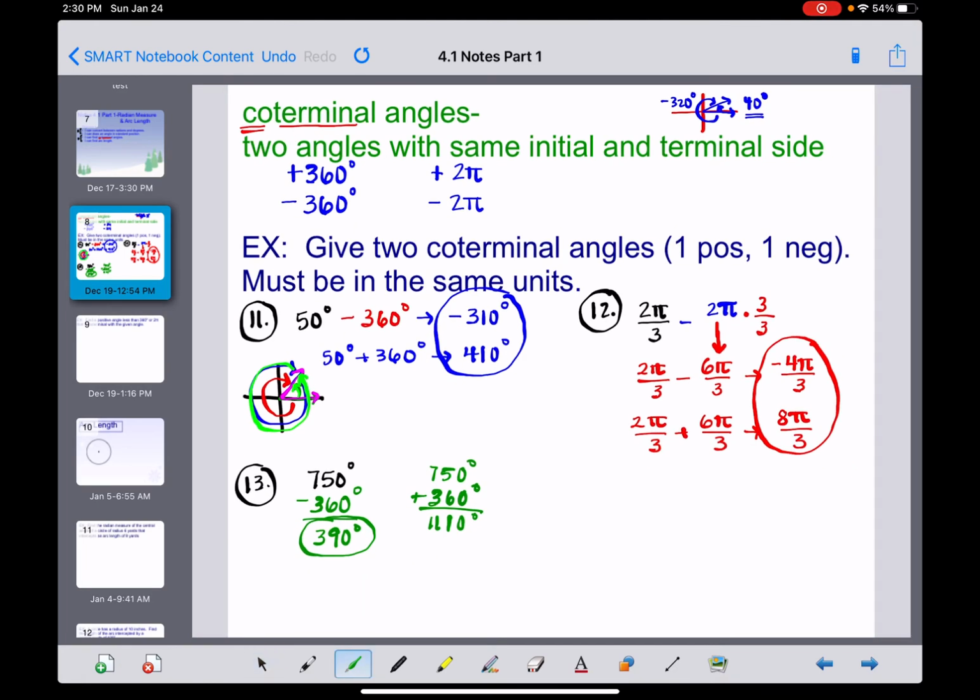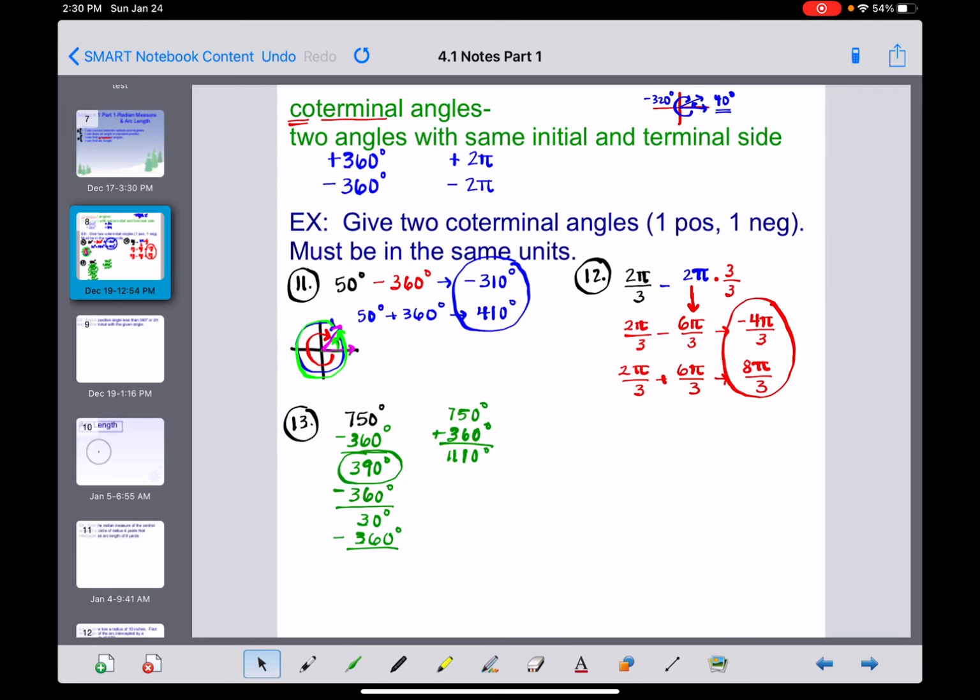So what I want to do instead, because this is a wraparound, this is showing that I'm wrapping around more than once. So I'm going to subtract from my 390 another 360. I'm just going to continue subtracting revolutions. Well, that's going to give me 30. Okay, well, that's still positive, so I'm going to subtract another 360 degrees. So if I take 30 minus 360 degrees, I'm finally to a negative, so negative 330 degrees.